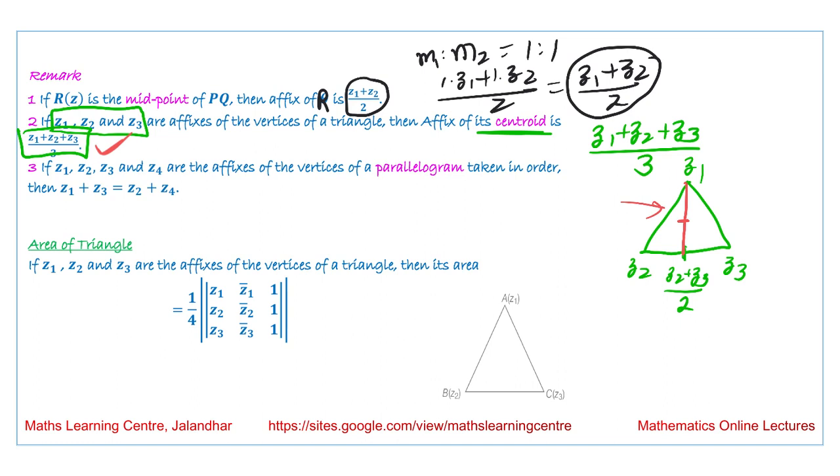Next is, if z1, z2, z3, z4 are the affixes of the vertices of a parallelogram taken in order, then z1 plus z3 is equal to z2 plus z4.